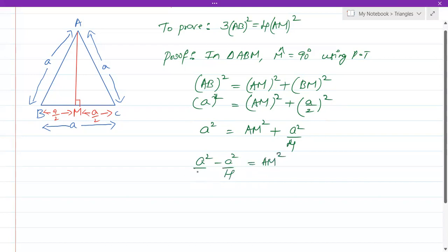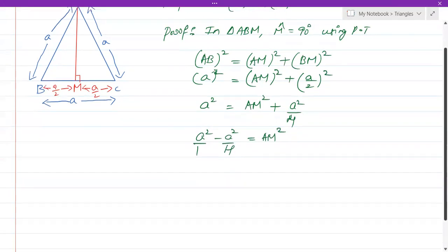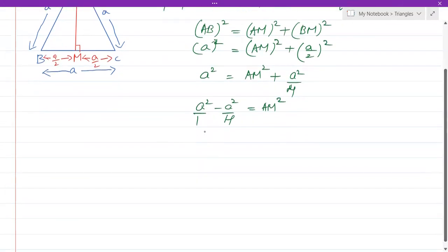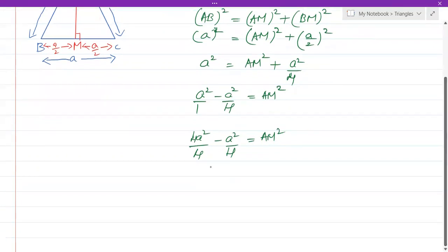So this A square can be written as A square by 1, isn't it? So let's take the LCM. LCM of 1 and 4 is 4 itself. So I have to multiply by 4 for numerator and denominator. So it becomes 4A square by 4 minus A square by 4 equals AM square. Therefore, 4A square minus A square is 3A square divided by 4 equals AM square. Let me send this 4 to the other side. So it will become 3A square is equal to 4AM square.